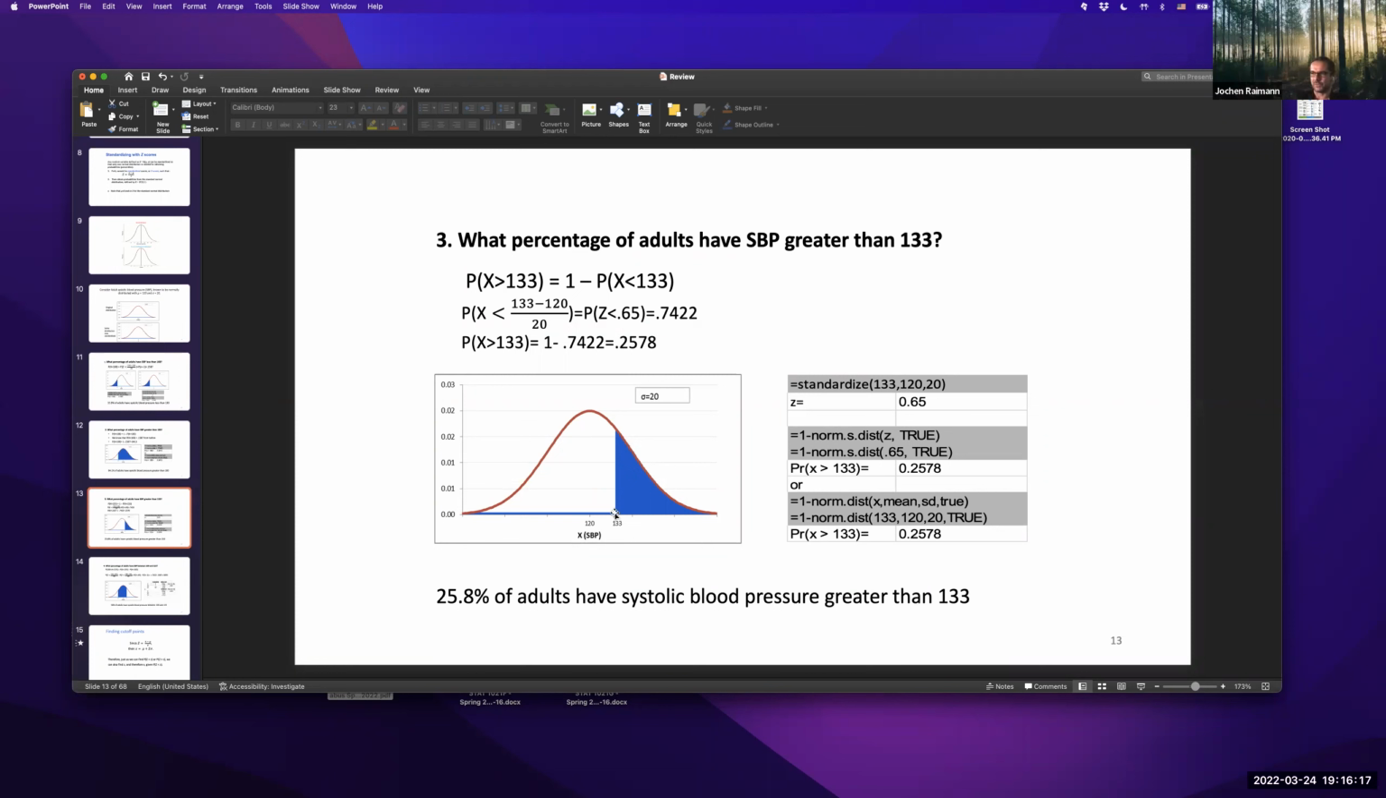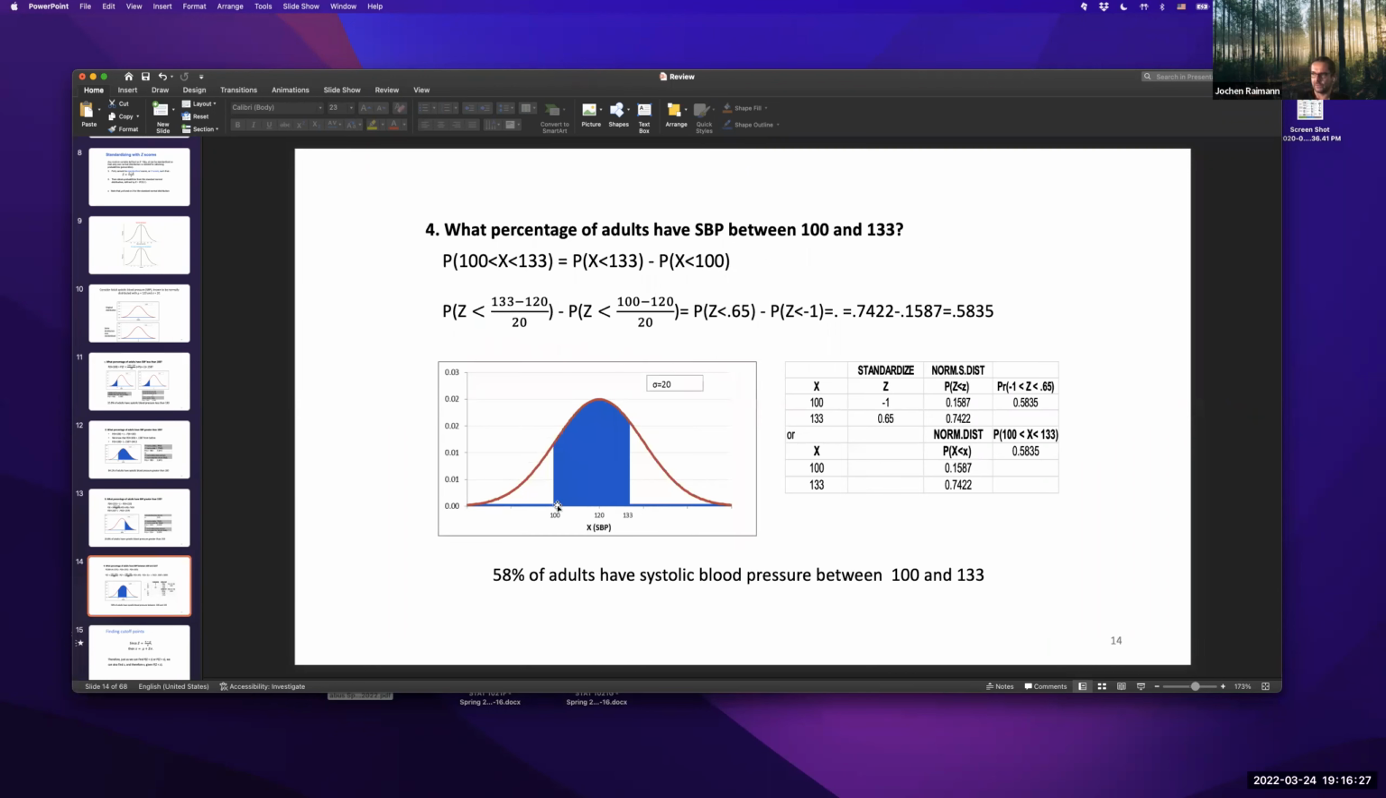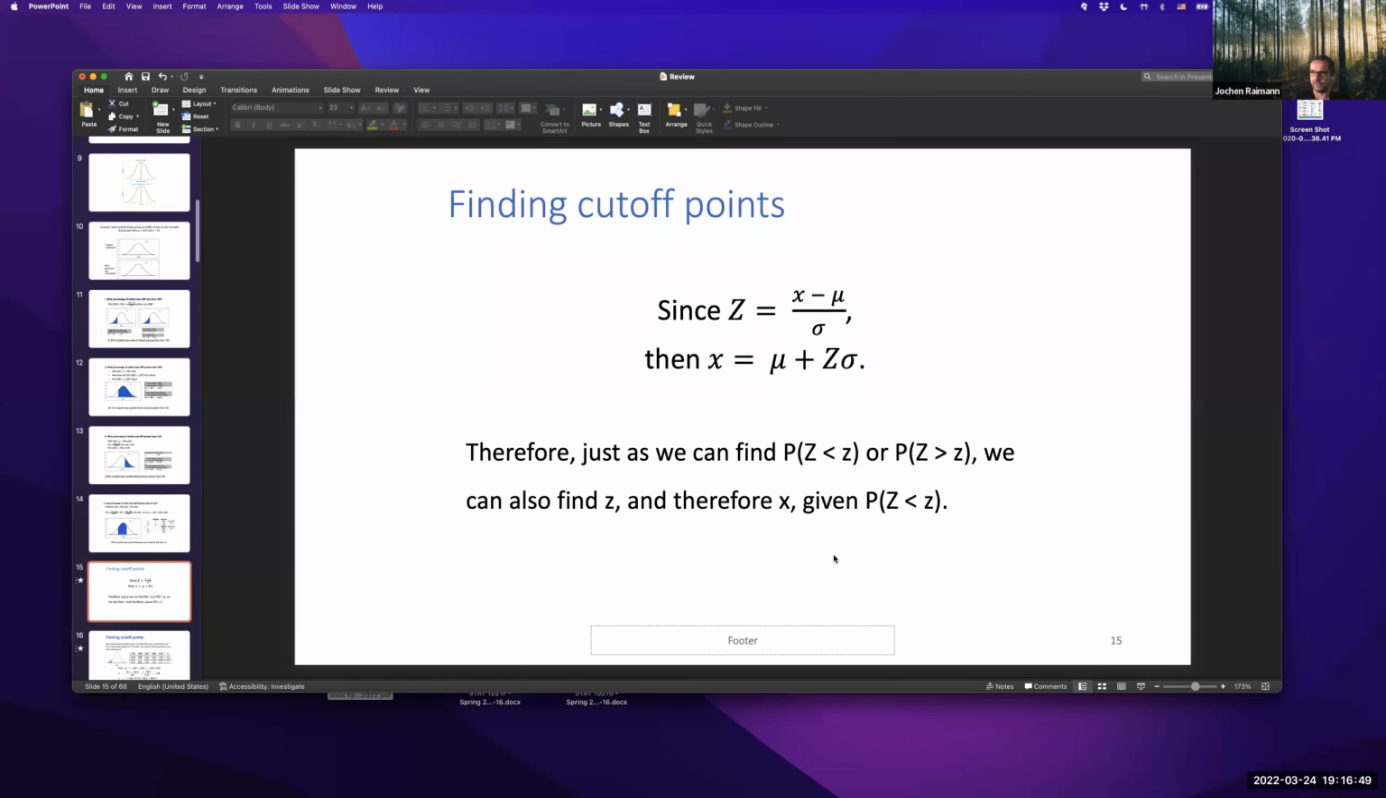Same principle: 1 minus norm dist gives you everything that exceeds this value. If you want to calculate differences, just as emphasized before, you need two set scores and the percentages for both. Subtracting the smaller one from the bigger one gives you the area in between, which is the proportion of the population that falls between these two points. So please make sure to know that. You can calculate this in both directions.